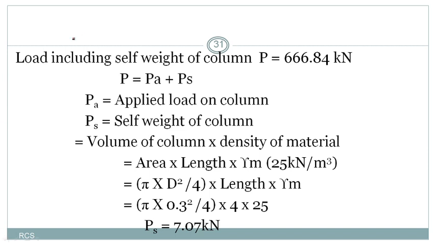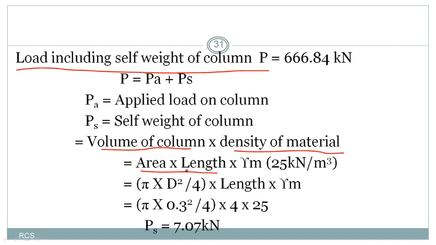So next we have to deduct the self-weight of the column. Then we can calculate what is the safe load to be applied. For calculating the self-weight of the column, that is volume of column multiplied by density of the material. So volume of column can be calculated as cross section area of column and length, multiplied by density of the material. And it is RCC, we know that 25 kilonewton per meter cube is the density. So pi by 4 d square, d is 0.3 meter diameter, and this is 4 into 25. We get Ps. What is this Ps? Self-weight of the column.